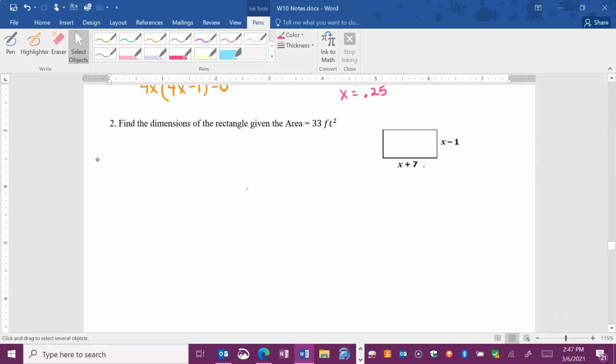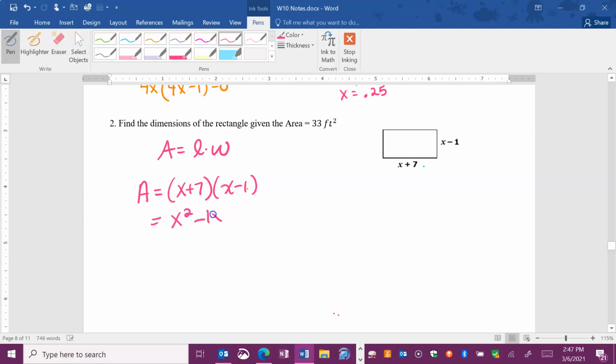We need to find the dimensions of this rectangle given that the area is 33 feet. So again, if we want to find the dimensions and we know the area, let's find that area first. So that area is equal to that length times that width, right? So I'm going to go ahead and multiply that out. When I multiply that out, I get x squared minus 1x plus 7x minus 7. And if we condense that, we get x squared plus 6x minus 7.